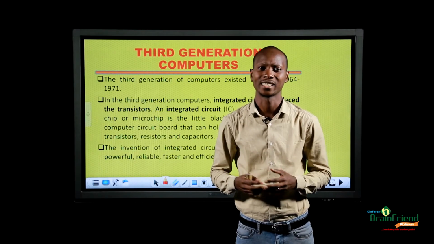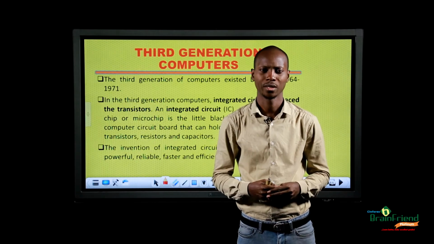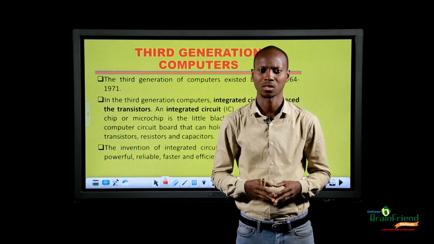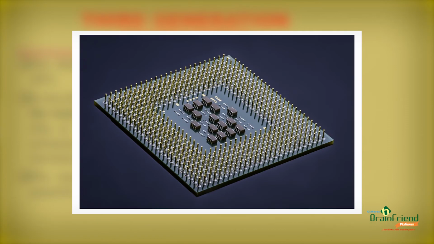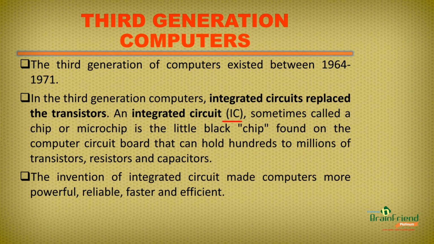Between the year 1964 to 1971, the third generation of computers was invented. In this generation, the use of transistors was replaced by integrated circuits. An integrated circuit known as IC is a chip or microchip found on the computer circuit board that can hold hundreds to millions of transistors, resistors, and capacitors.